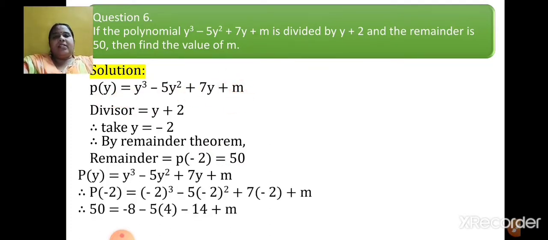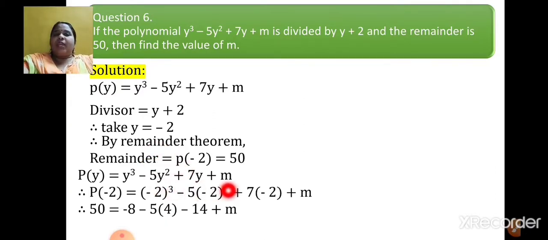Okay. Let's see. P of minus 2. Wherever I see y, I will be substituting minus 2. So minus 2 the whole cube minus 5 as it is. Y is minus 2 the whole square plus 7. Again y is minus 2 and plus m. M we don't know what it is. We need to find out. Minus 2 the whole cube. Cube of a negative number is negative. So it will become minus 8.